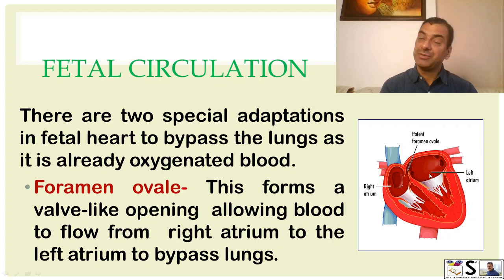There are two special adaptations in the fetal heart to bypass the lungs, because the lungs are non-functional and this blood is already oxygenated. First is the foramen ovale. This is the foramen ovale, a temporary opening between both the atria. So the oxygenated blood which has come from the placenta directly enters the left atrium, but a very slight amount goes into the right ventricle.